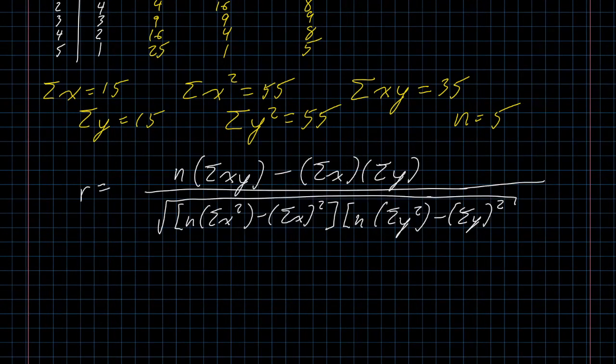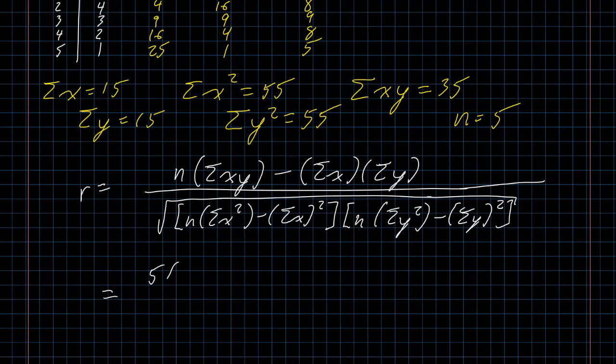The formula is the same. R is n times sigma xy minus sigma x sigma y, all over the square root of n sigma x squared minus sigma x the whole thing squared, times the same thing in y, n times sigma y squared minus sigma y, the whole thing squared. And all of those are numbers we just calculated in our table. So we just plug everything in.